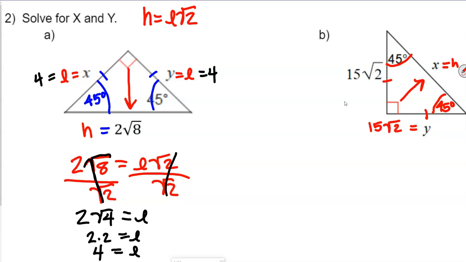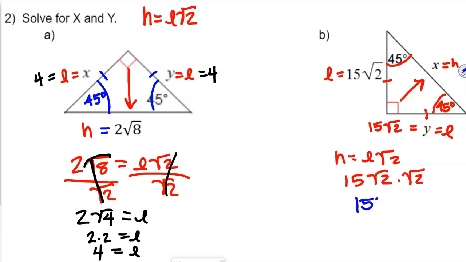So once again, we're going to use our H formula. So that's going to be H equals L square root of 2. Now, remember, this is L and this is L, right? So this time we're going to say that 15 times the square root of 2 times the square root of 2, right? So what is square root of 2 times square root of 2? 15 times square root of 4, right? So that's going to be 15 times our 2. So H is going to be equal to 30 here, and that is my what? My X, okay?